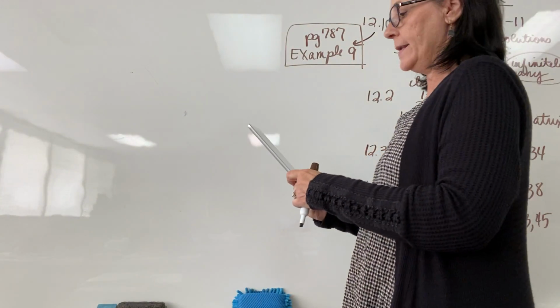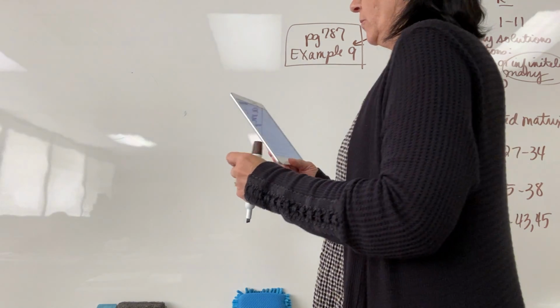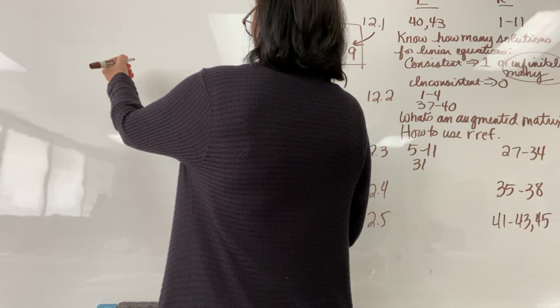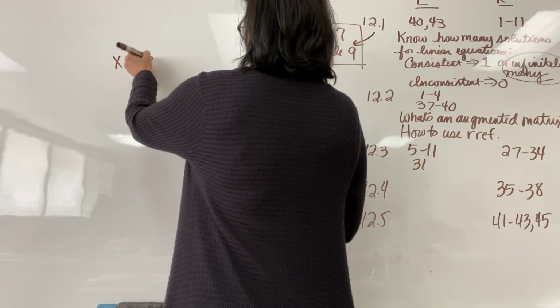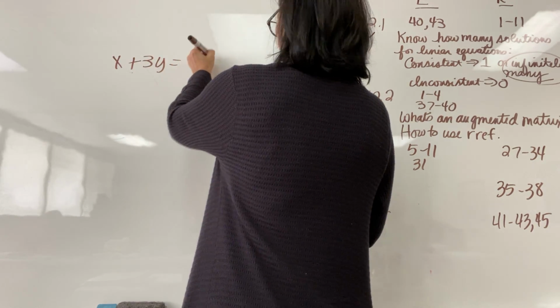The sum of one number and 3 times a second number. What do I write? x plus 3y. Yeah, x plus 3y is negative 20.